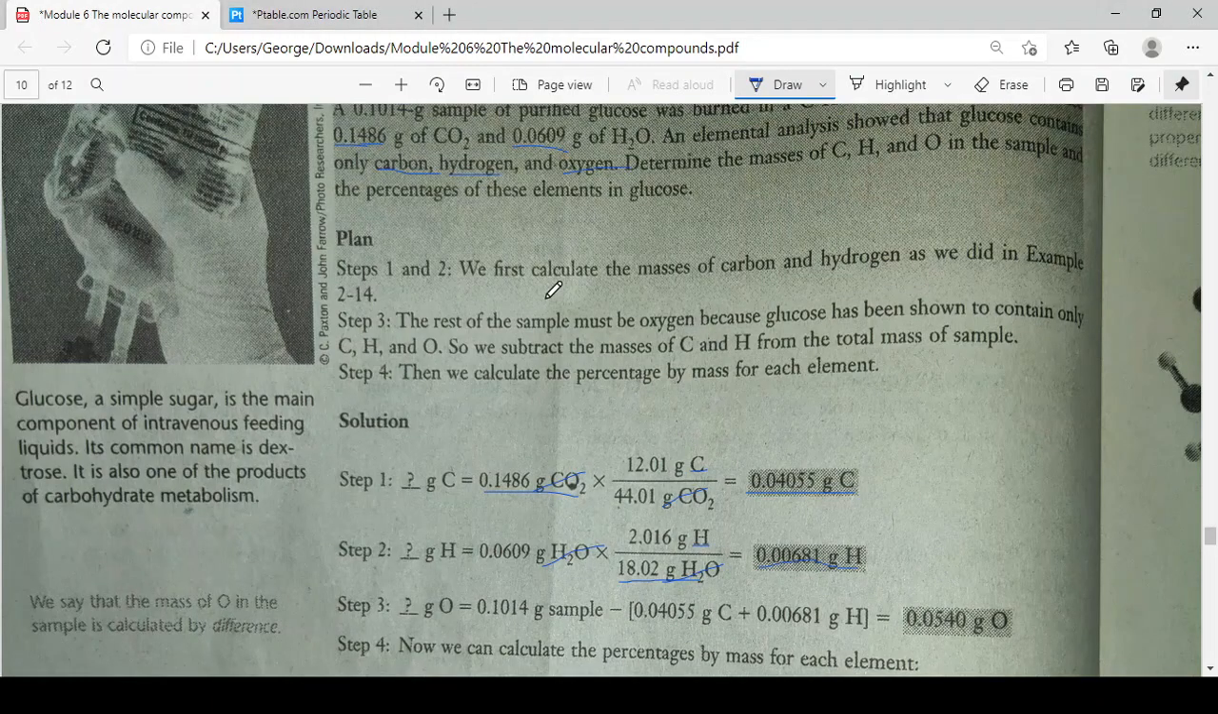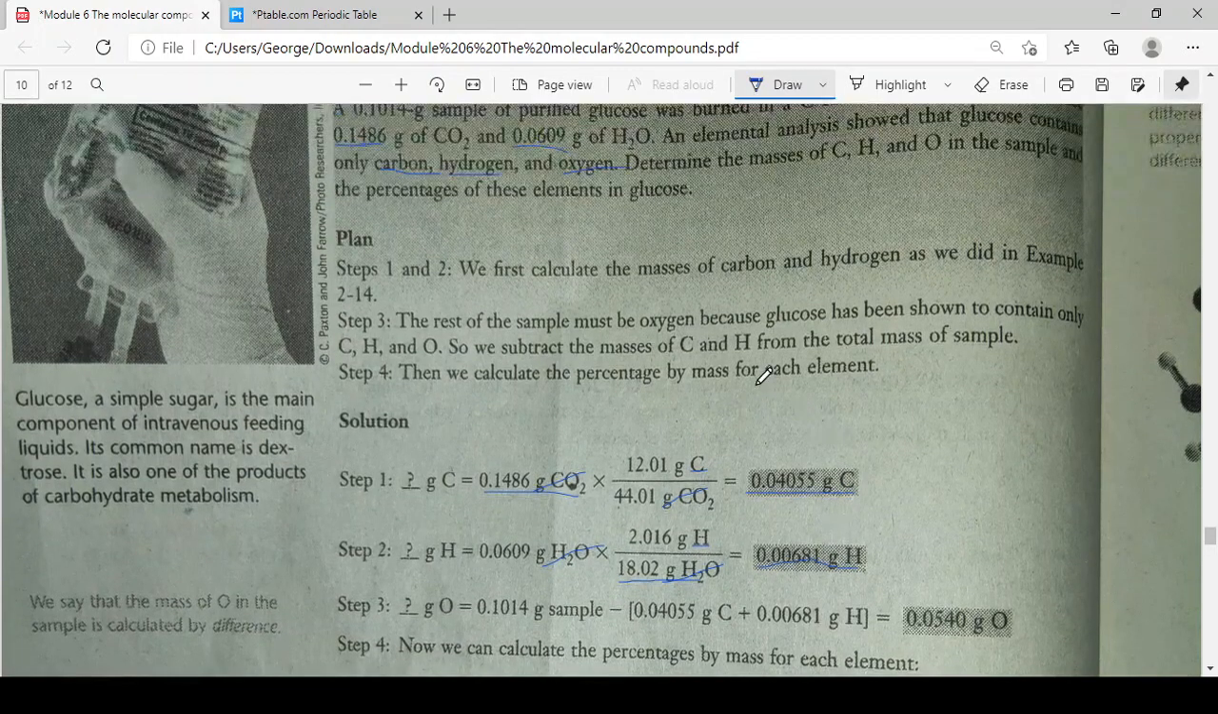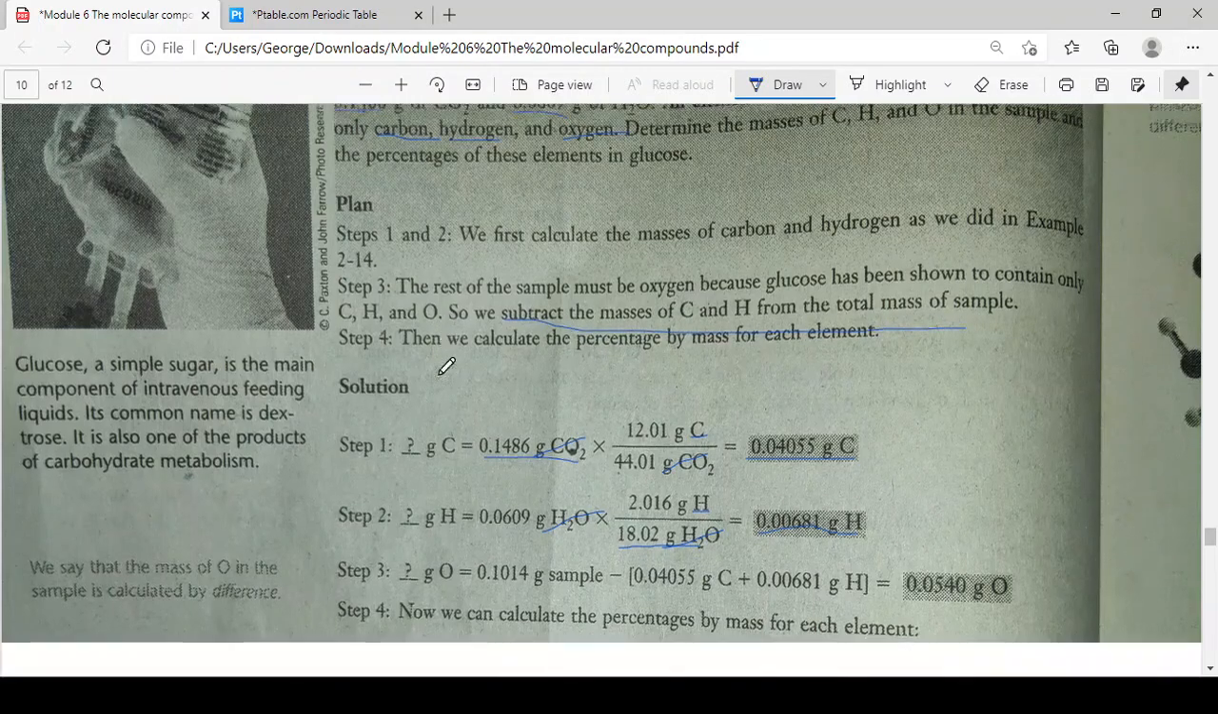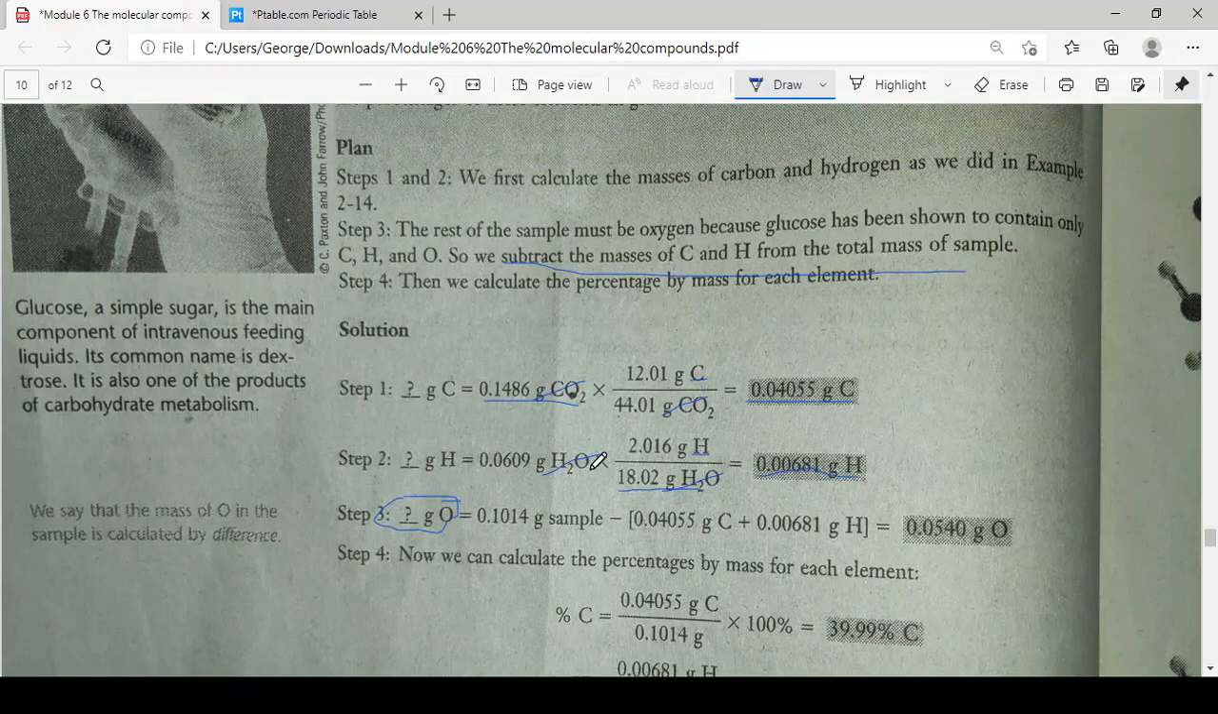In step 3, kids, we subtract the carbon and hydrogen. Have you remembered? We subtract the masses of your carbon and hydrogen from the total mass of your glucose sample, so that the only thing left for us to find is your oxygen. Okay?